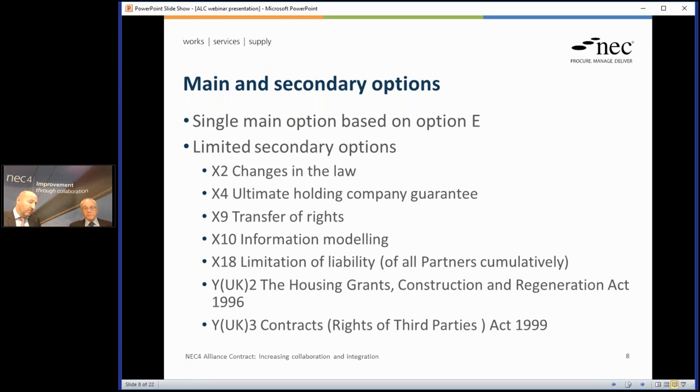Okay, and then we've got YUK2 and YUK3 to take into account requirements of UK legislation if the alliance is going to be used in the UK. But as with all NEC contracts, it's designed for international use, so there's no reason why those have to be used. It's only when they're required by statute. Or particular requirements where you want to use the Third Party Rights Act, yes. Okay.